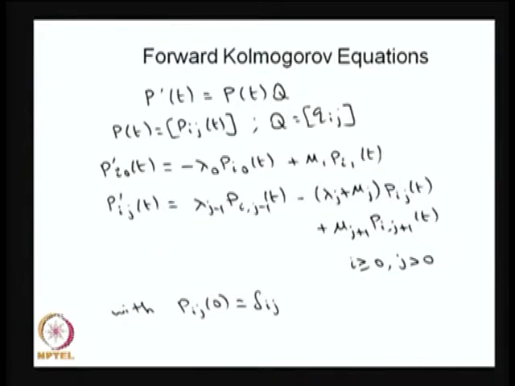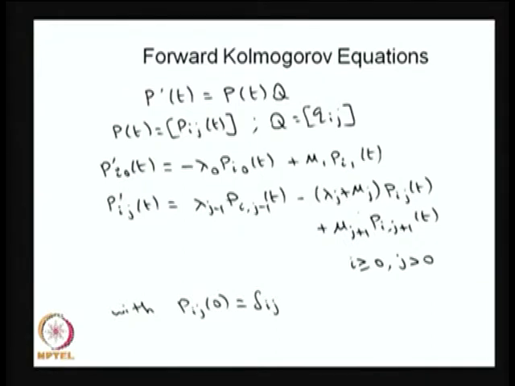The p dash of i comma 0, that is nothing but the system is not moved from the state 0. Moving from the state 0, that rate is lambda naught, therefore not moving gives minus lambda naught times the probability, or the system can come from the state 1 with the rate mu 1, therefore mu 1 times p i comma 1 of t.